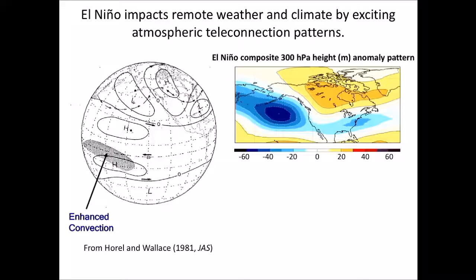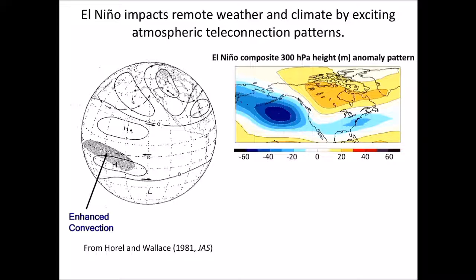Okay. So El Niño impacts remote weather and climate by exciting these so-called atmospheric teleconnection patterns. When we have an El Niño, we have again above average sea surface temperatures in the equatorial eastern Pacific, and we tend to have enhanced deep convection in the central equatorial Pacific.